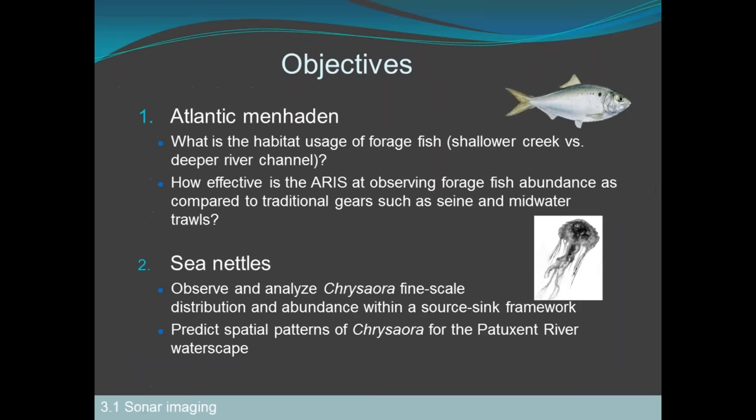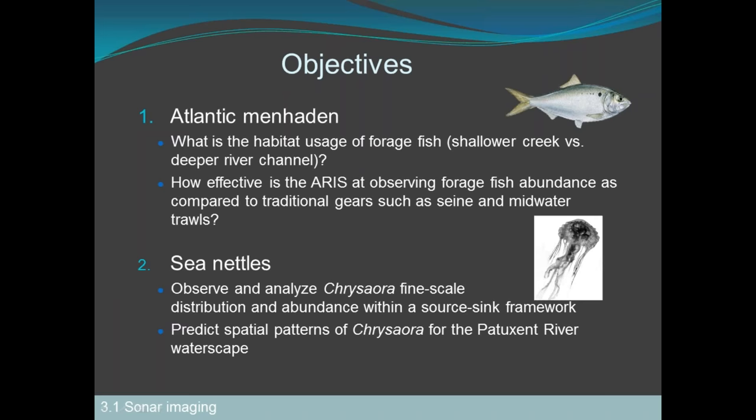And why we care, the next part is I've put the objectives for Atlantic sea nettles and for fish together. So for Atlantic menhaden, we want to answer two questions. Because they are coastal spawners, they migrate back to Chesapeake Bay to grow for a year, then they move out. So the question is, are they utilizing the shallow creek habitat, or the river stem habitat, or the bay stem habitat? And then, of course, we want to test whether we can actually use a sonar imaging system to do this.